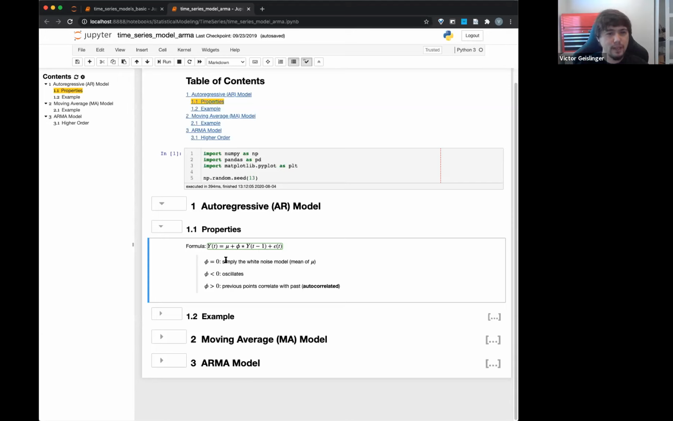Okay, does that make sense, breaking this part down? I think it's really useful to think of it in this case of the autoregressive model. Autoregressive means that it depends on the previous point. Okay, and that's really what we're talking about.